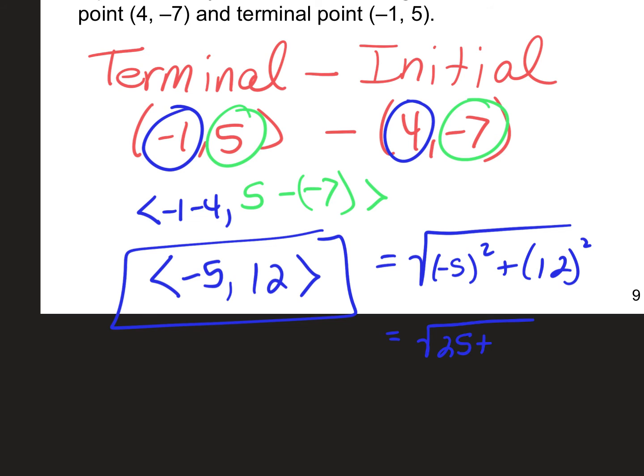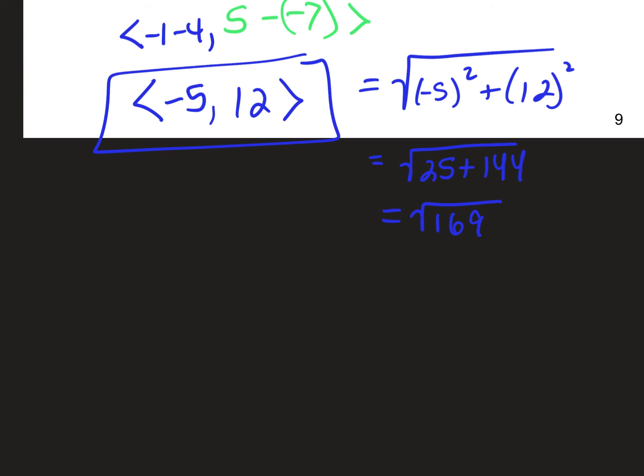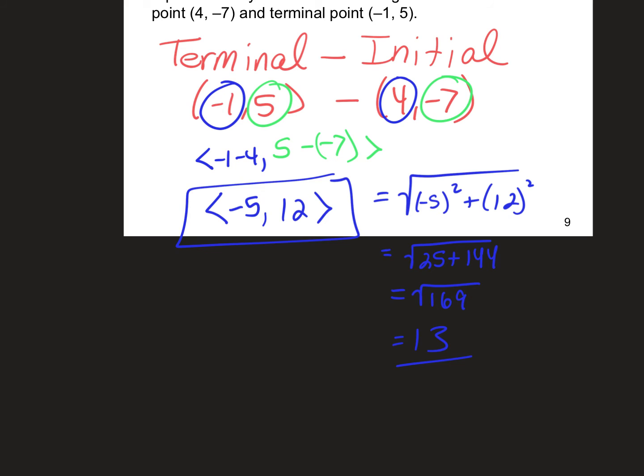25, thank you. What's 12 squared? 144. What is 25 and 144? 169. What's the square root of 169? 13. So the magnitude of this vector that you just found is 13. So once you get your vector in component form, all you do is square each piece, add it together, take the square root to find the magnitude.